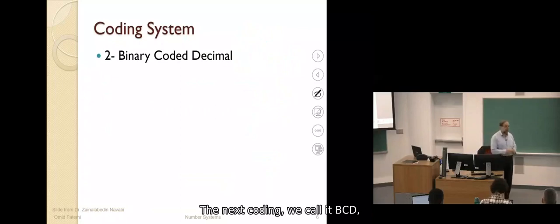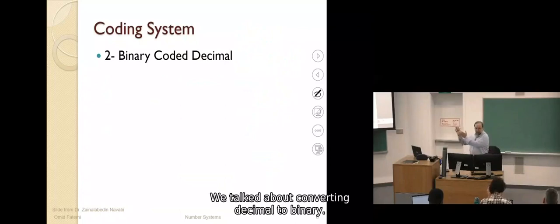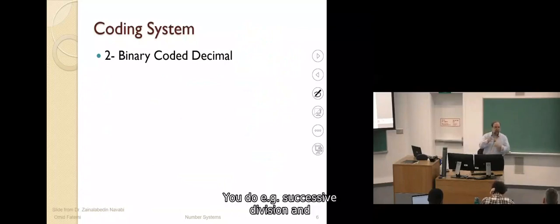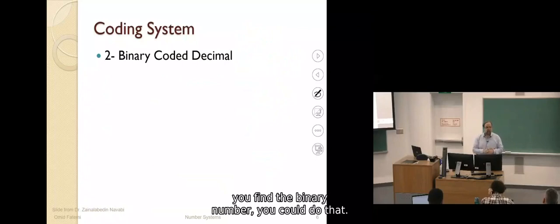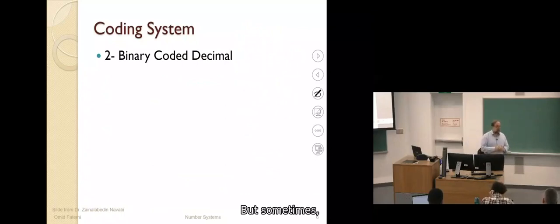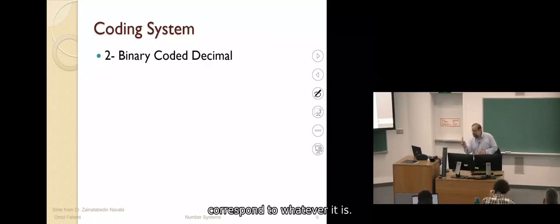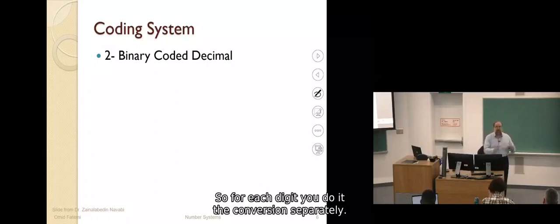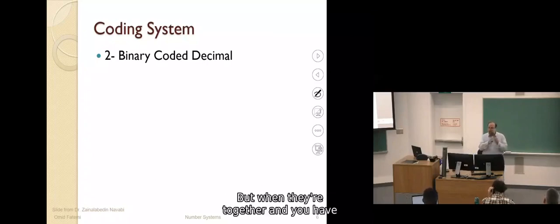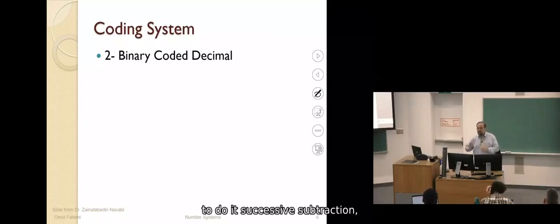The next coding is called BCD, binary coded decimal. We talked about converting decimal to binary. You do, for example, successive division and you find a binary number. You could do that. But sometimes, like what we said about hexadecimal, you would like each digit to correspond to its own code. So for each digit, you do the conversion separately, so it would be easy. But when they are together and you have to do successive subtraction, that's harder, that's difficult.